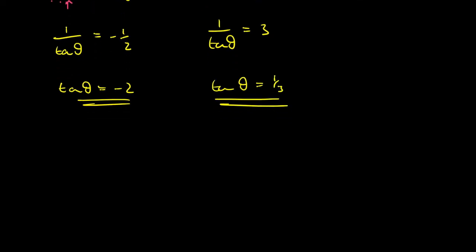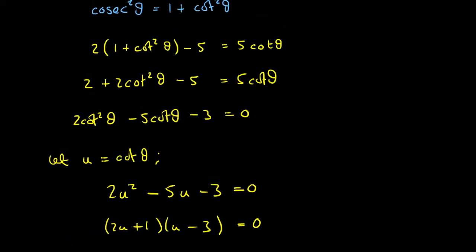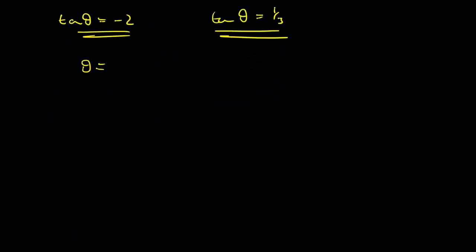Okay, so how can we solve this? Well, we could do the tan inverse. So we do tan inverse of negative 2, which gives me negative 63 degrees. Am I using degrees or radians? I'm using degrees. So that gives me negative 63.4 here. And what about for this one? The tan inverse of a third is 18.4 degrees.